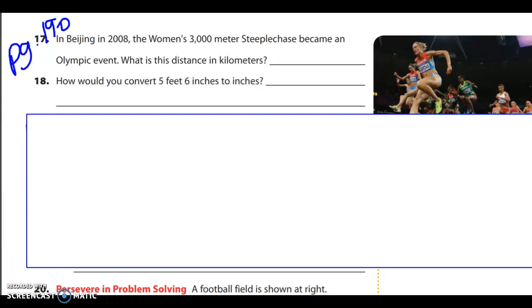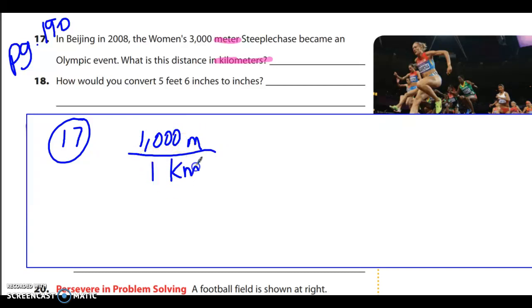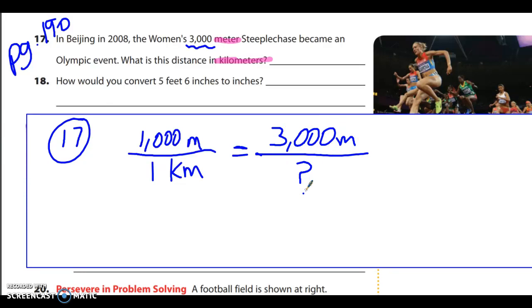So this is a conversion problem where we know that we're converting between meters and kilometers. So it makes sense to go back to your table and look at the conversion between meters and kilometers. And it is 1,000 meters is 1 kilometer. And we are given 3,000 meters. So I'm going to put that as my first term. And we have to figure out how many kilometers that is. When you set it up, this is really simple math. You just multiply by 3. And 1 kilometer times 3 is 3 kilometers. And that's the answer. Really simple.